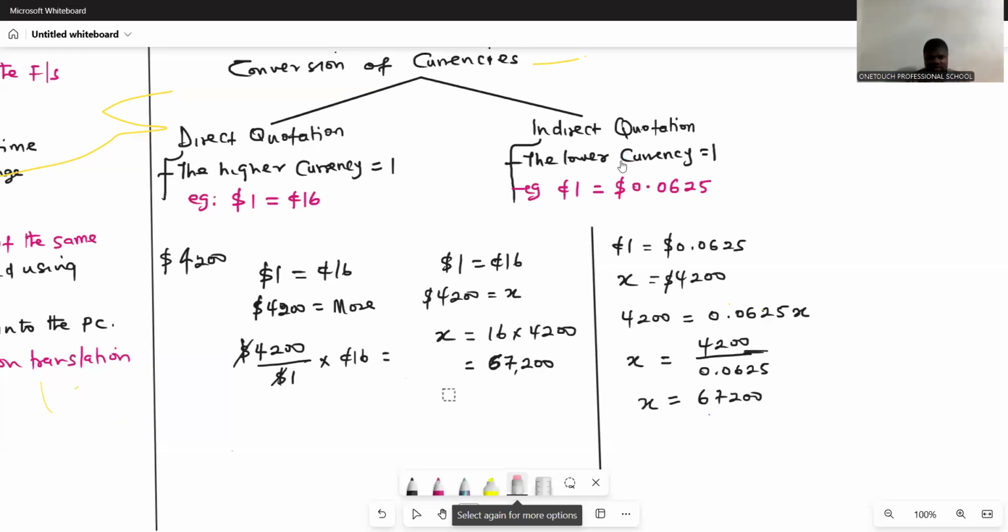Okay. Do you all understand how to convert? If you have any exchange rate and then an amount, can you convert? Yes, we can.